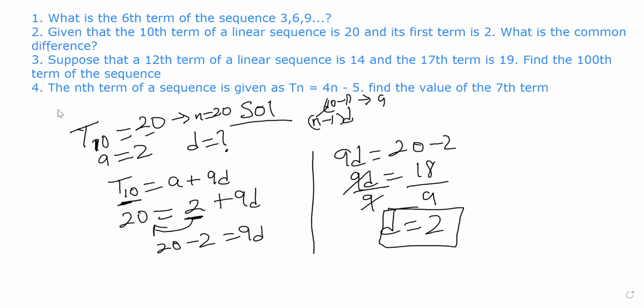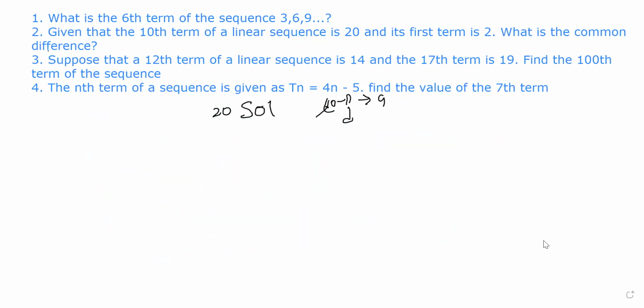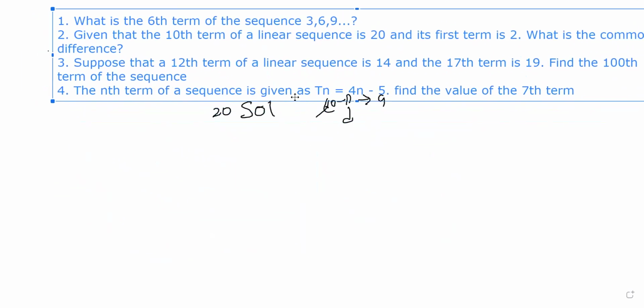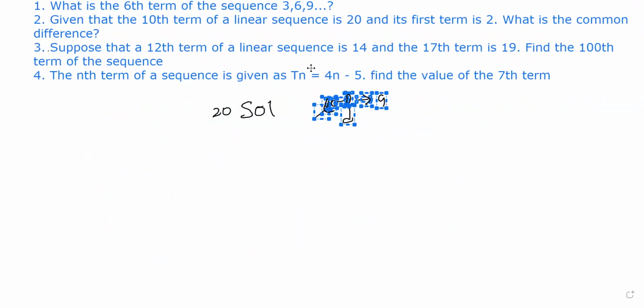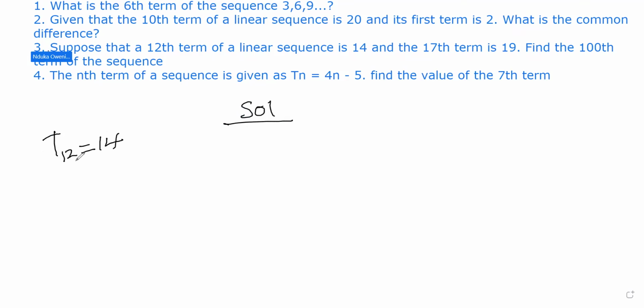Let's solve the third question. All right. The third question says, suppose that the 12th term of a linear sequence is 14. So they said the 12th term is 14. So at the 12th term, n is 12, and it is 14. And they also said the 17th term is 19. At the 17th term, our n will be 17. They said find the 100th term.